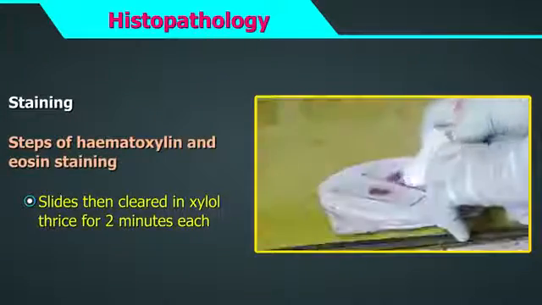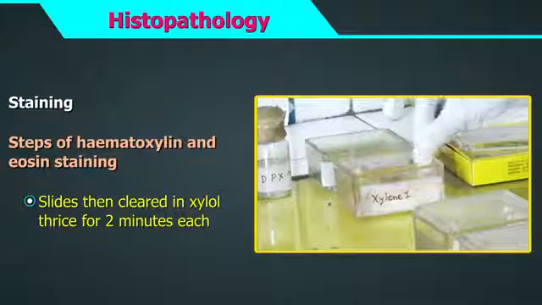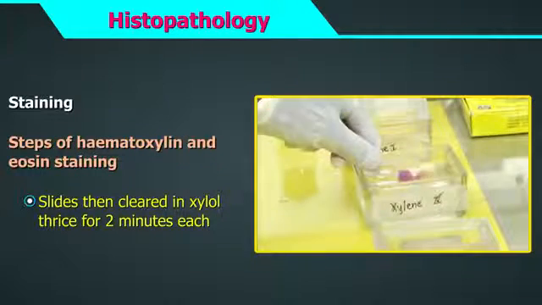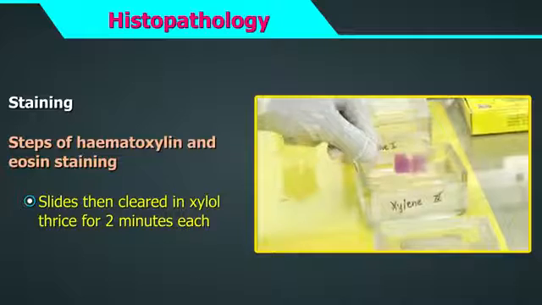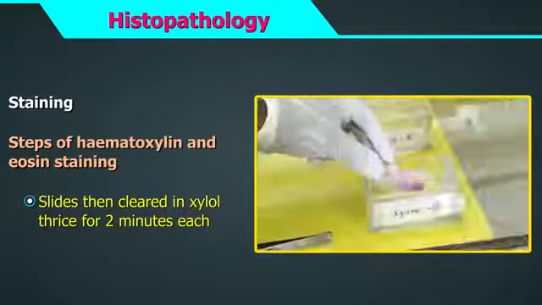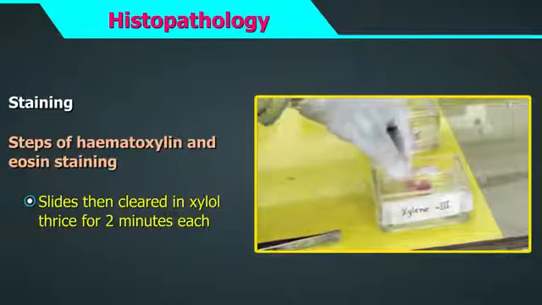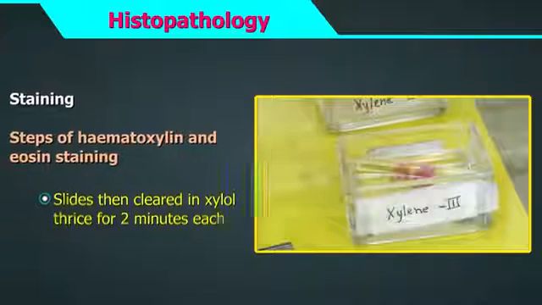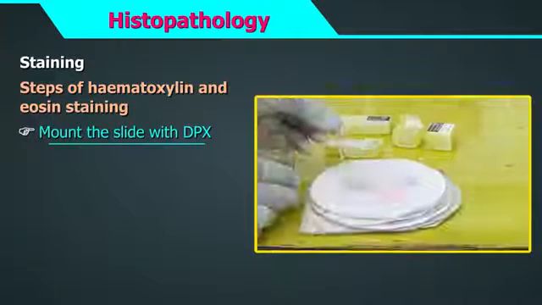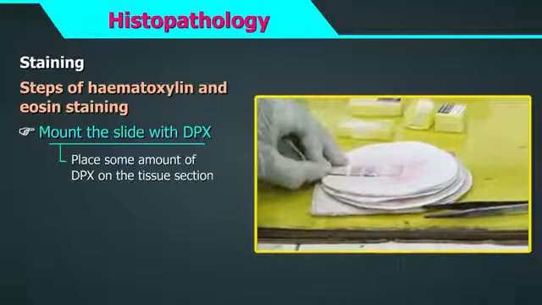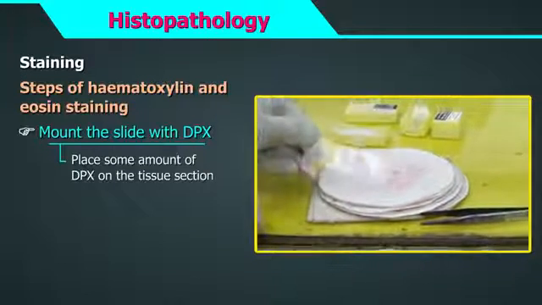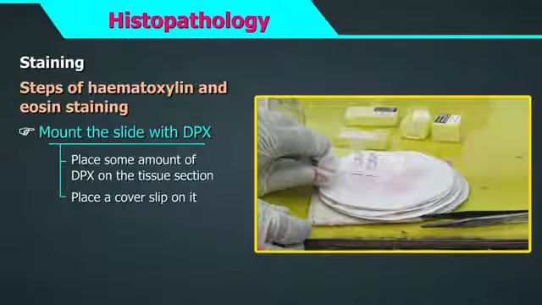The slides then need to be cleared in xylol. This is done thrice for 2 minutes each. Gently wipe the back of the slide and around the tissue section after each change. Now, mount the slide with DPX. Place some amount of DPX on the tissue section and place a cover slip on it.